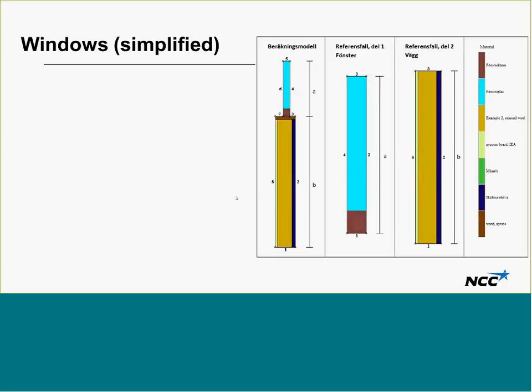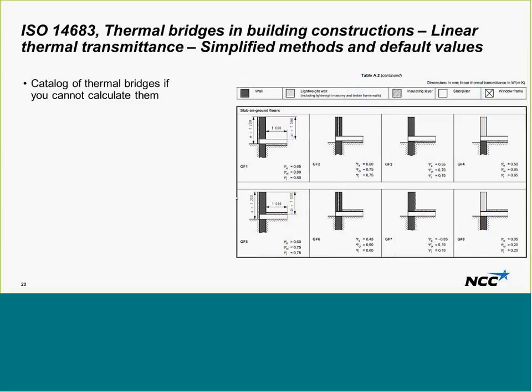The last thing I wanted to show you was that in the ISO 14683 standard, they actually have simplified methods and default values. So if you're not able to calculate thermal bridges or you have trouble with it, you can get approximate thermal bridges from this standard. We don't generally use this standard at all. Within NCC, we always calculate our thermal bridges for our energy calculations. But if it's not possible, then you can use this catalog.